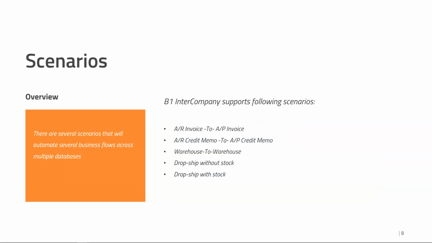Then you have different scenarios. So you have, for example, if I create an AR invoice in the headquarters, I want to create an AP invoice in my target database. Okay, same with credit memos. So here you see your scenarios you can automate and it will do it for you. You don't have to think about it. And of course, the other company will see right away, oh, there's an AP invoice we have to pay.